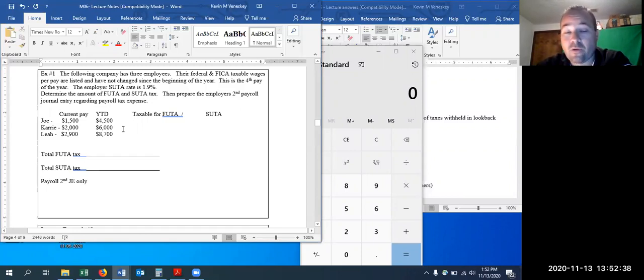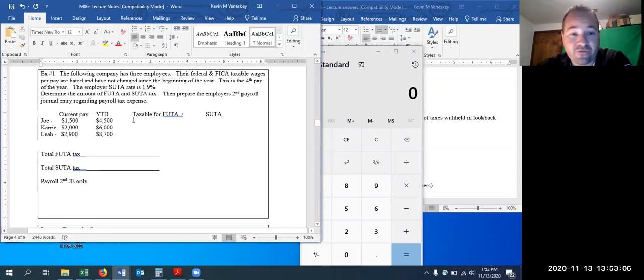If they're already over the cap, then it's just 0. So what I want you to do is total up for the 3 employees what their total FUTA tax and total SUTA tax is, and then prepare only the second journal entry. You don't need to do the first one with the wage expense and all that, because I don't give you all that information. You don't know their federal income taxes or how to even figure it up, because I don't give you enough information, like if they're married.